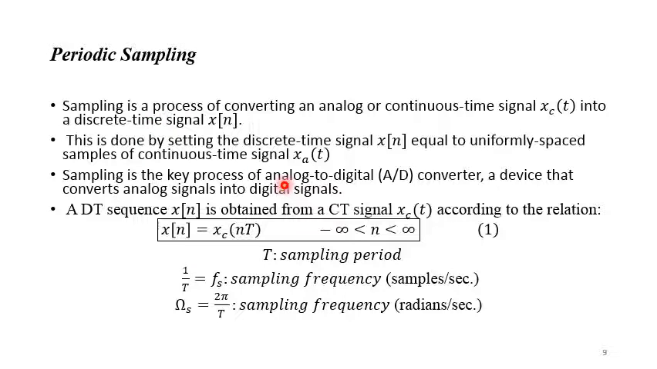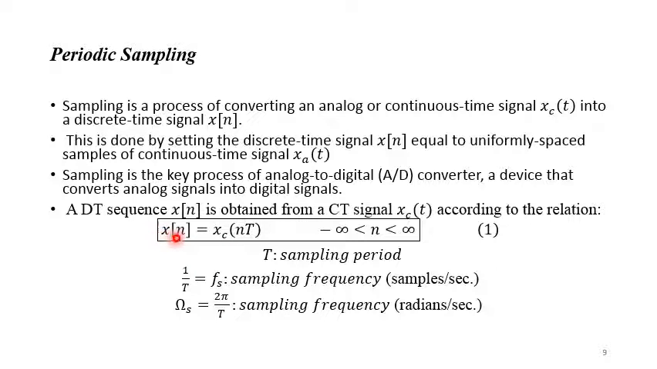This is done by setting a discrete time signal x[n] equal to uniformly spaced samples of the continuous time signal x_a(t). Here the subscript a denotes analog. You understand that sampling is a key process in the analog to digital converter, a device that converts an analog signal into a digital signal. So the first part is the sampling. This is the relationship of how we obtain the discrete time sequence.